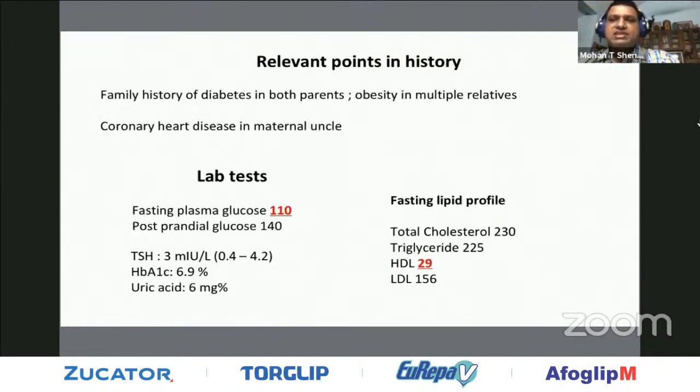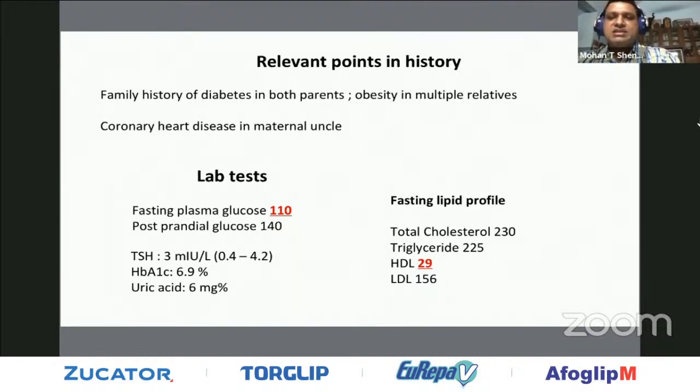Among the relevant points in his history, there is a strong family history of diabetes in both parents and obesity in multiple relatives. On probing, he also mentioned coronary heart disease in the maternal uncle. Significant lab results for the metabolic outcome were checked. Briefly, I'm highlighting the main results. The fasting plasma glucose was 110. Mind you, he did not have diabetes before. The postprandial glucose is also touching the limit, at 140, and these are just at the border of normal.